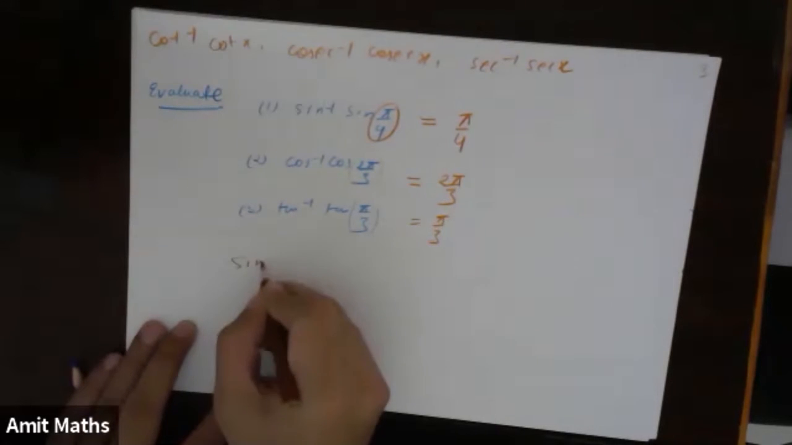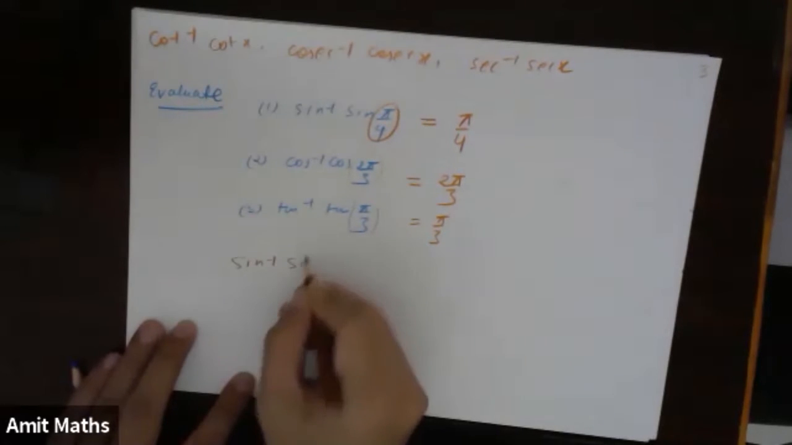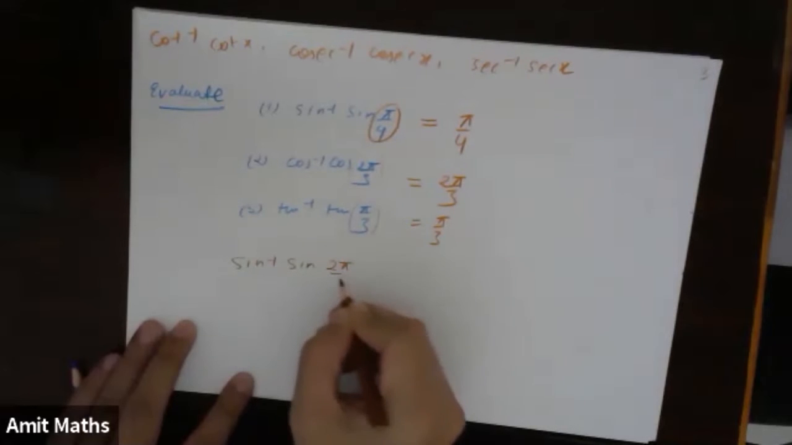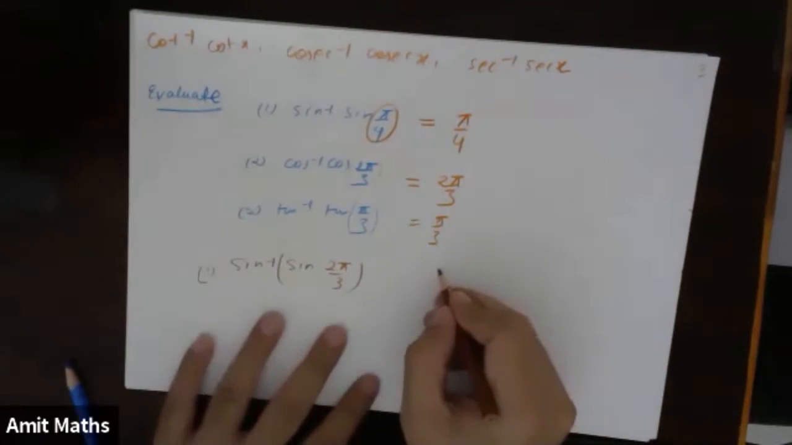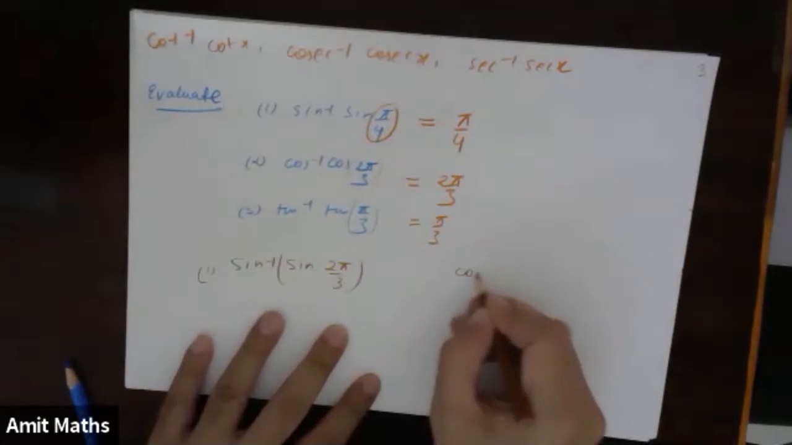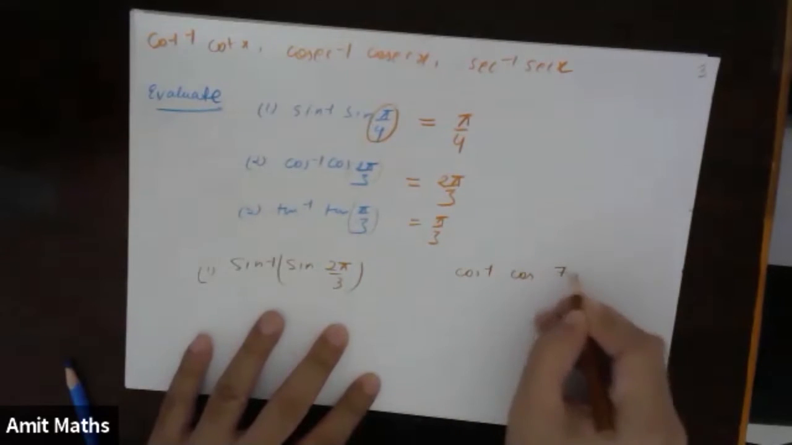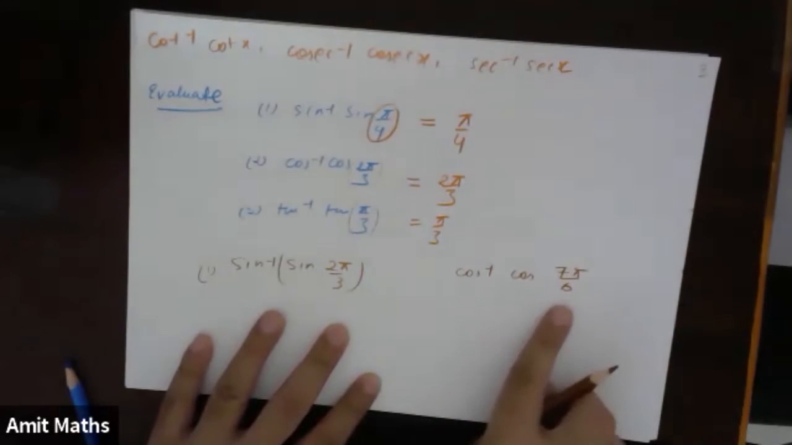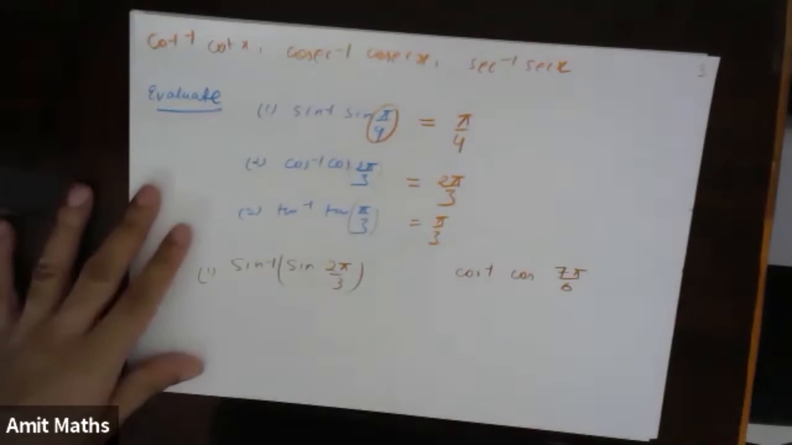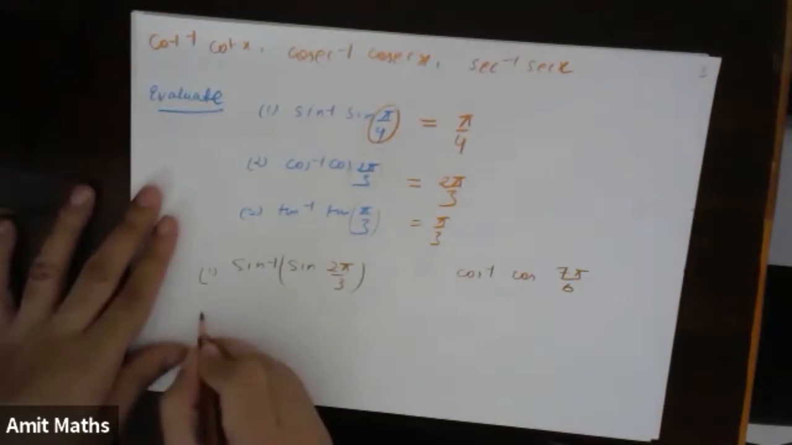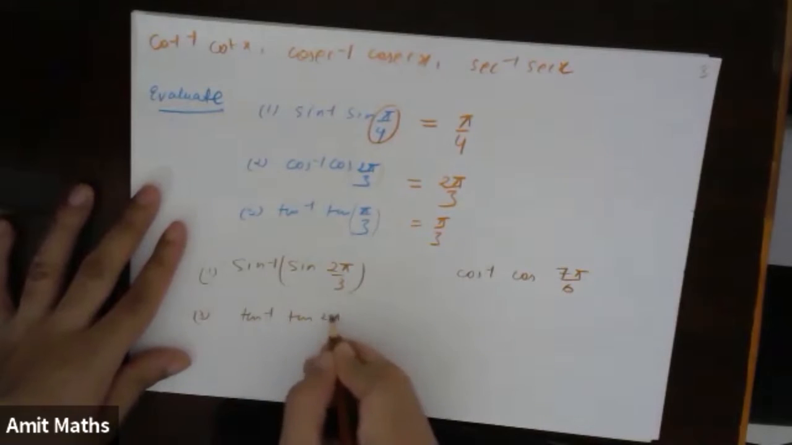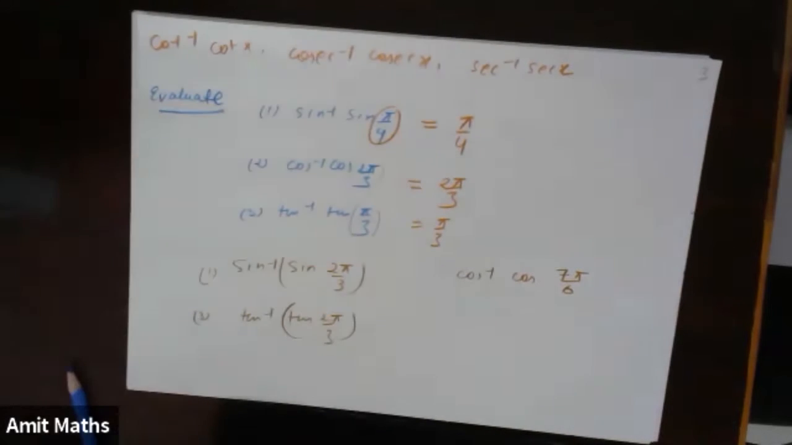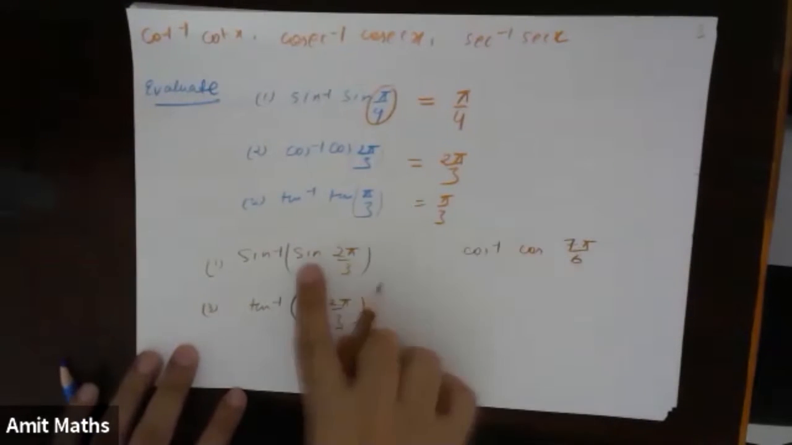So this is sine inverse of sine of 2 pi by 3, and the second is cos inverse of cos of 7 pi by 6. I think we did this one yesterday also, but now you will be able to relate more. The third is tan inverse of tan of 2 pi by 3. Let's see if you can find it out. Tell me what is the answer for these three.